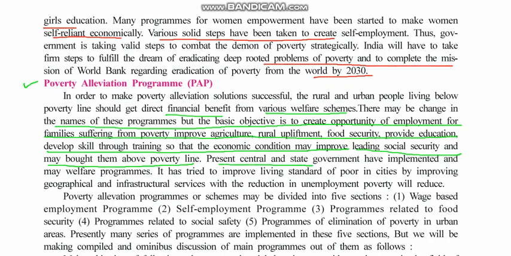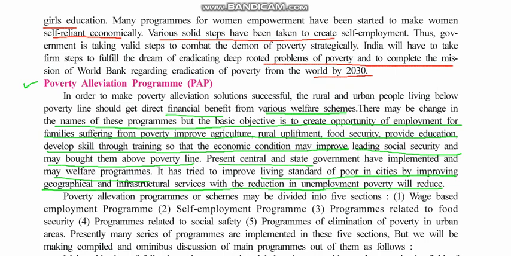At present, the central and the state governments have implemented many welfare programs. They tried to improve the living standards of the poor in cities by improving geographical and infrastructure services, with a reduction in unemployment provided to them. So they are not only working for the poor people in rural areas, but also in the urban areas.